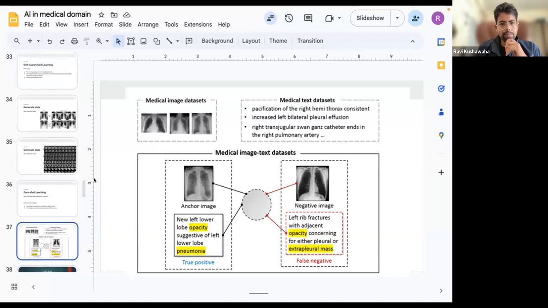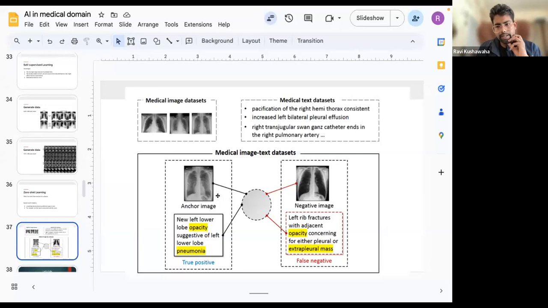So for example, we can see here we have the medical image data set and we have the medical text data set. There are different types of lung X-rays and there are different types of reports as well. In the first image, the report says that there is a new left lower lobe opacity, suggestive of left lower lobe pneumonia. The image on the right tells that there is an opacity, but this opacity is concerning for either pleural mass or extrapleural mass. The left one contains pneumonia, the right one contains an opacity with pleural mass.